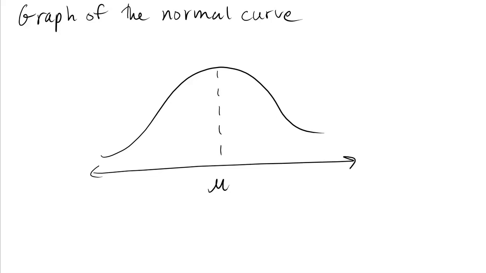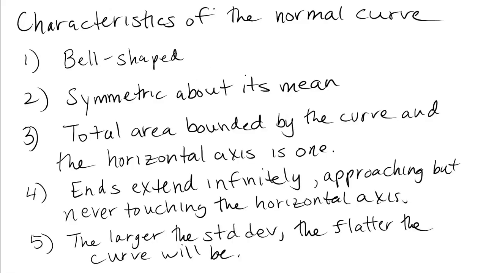Let's look at a list of the characteristics of the normal curve. Rather than talking about it so abstractly, let's just get a list of facts about the normal distribution, and that's what we'll use instead of looking at that nerdy function. So here are some characteristics of the normal curve. First, it's bell-shaped, which we already said. That disgusting function gives us a bell-shaped curve.